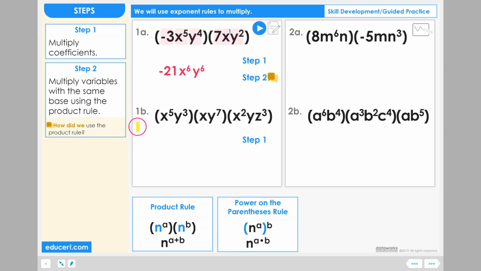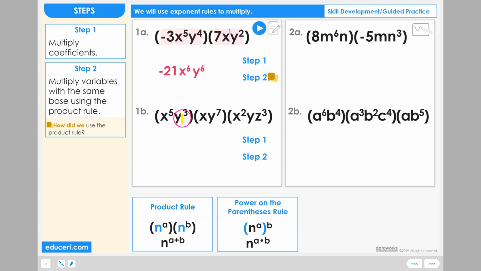Problem 1b. Step 1. Multiply coefficients. Here there are no values that we see in the multiplication of the coefficients because the coefficients are all just positive 1. So we can go straight into step number 2. Multiply variables with the same base using the product rule.